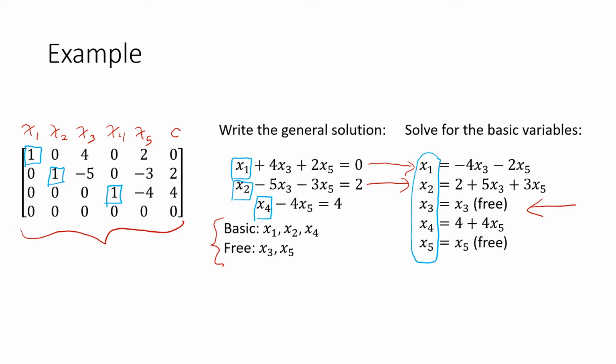What about our next one? x4, we had an equation for x4 because again, it's a basic variable. So we rewrite it as x4 equals something, 4 plus 4x5. And then our final one, x5, is a free variable. So we just write it as that. So now we have equations for all of our variables written in terms of our free variables. We're going to be revisiting this idea of writing it in terms of parametric equations over and over again.